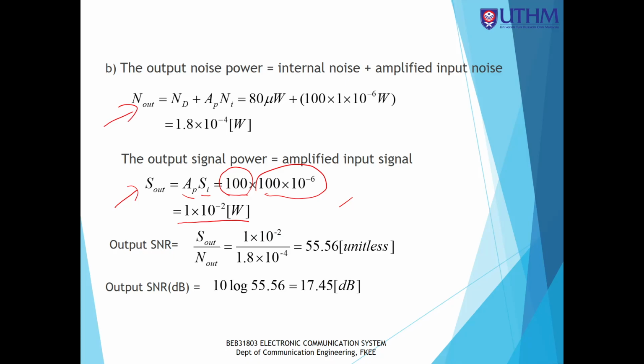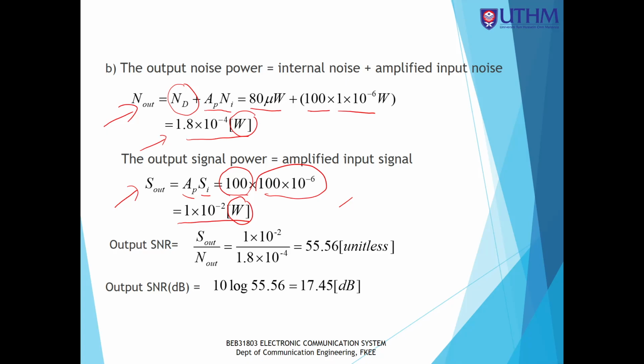So output noise power is equal to the internally generated noise plus gain multiplied with the input noise power. So 80 microwatt for the internally generated noise plus gain multiplied with the input noise. So I get 1.8 multiply with 10 power of minus 4 watt. Remember, the unit is very important. Okay, if you don't write the unit, your answer is wrong.